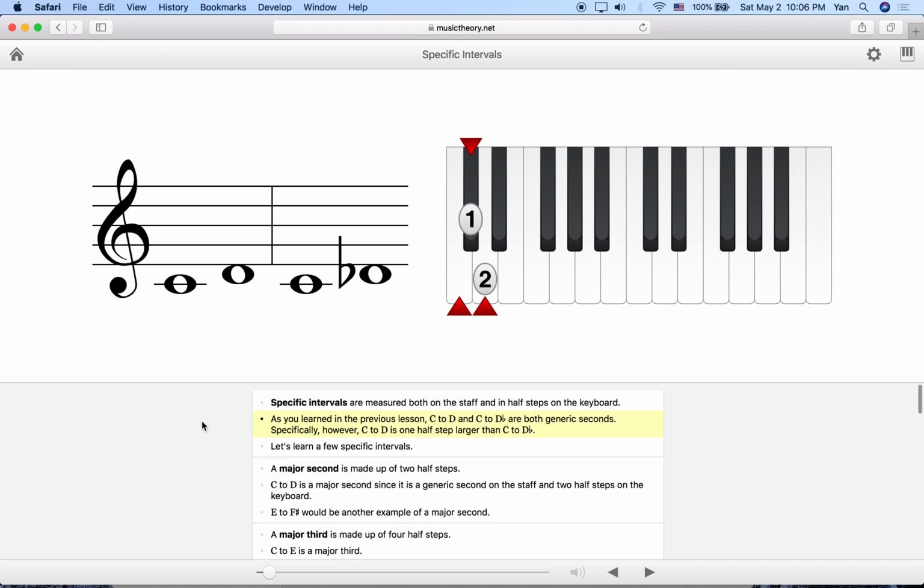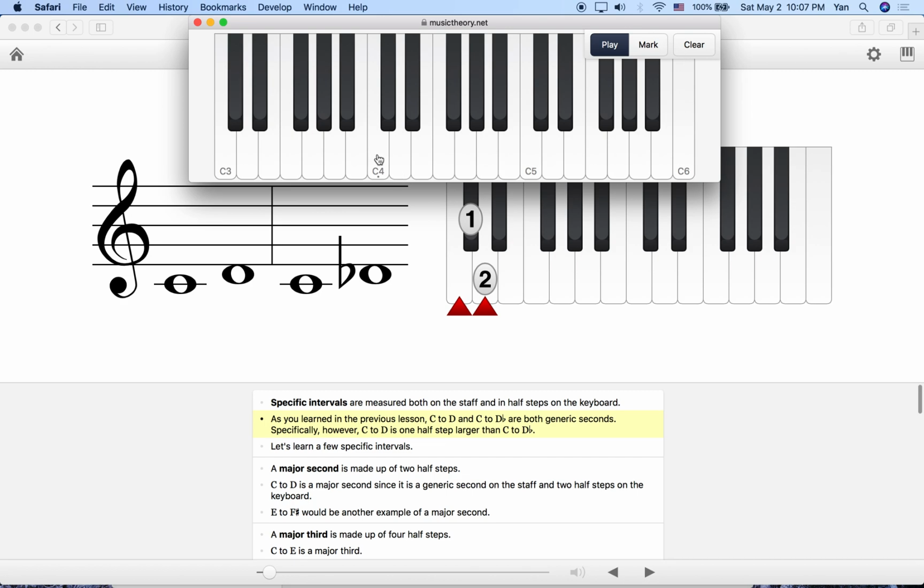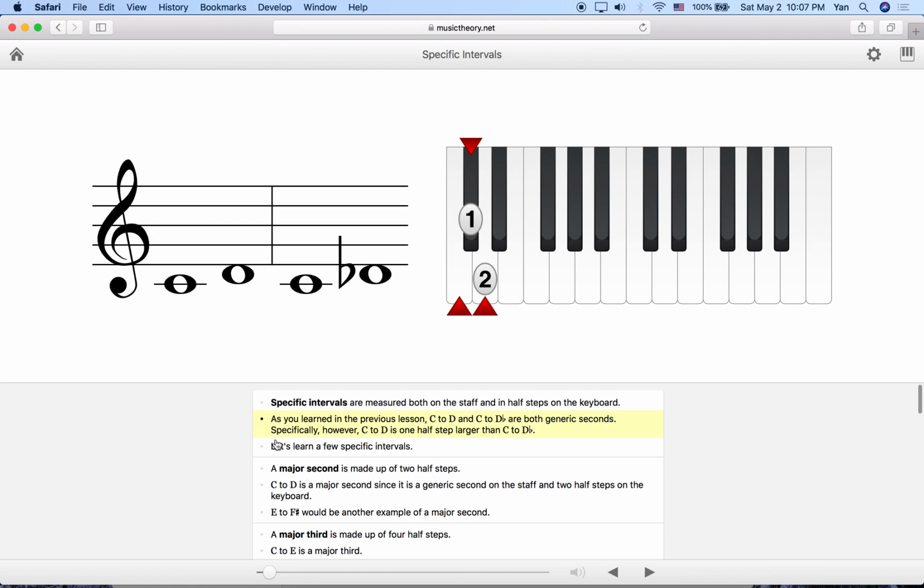So we have to take that into consideration, because the actual distance between those two intervals in pitch is going to be different, since they're different numbers of half steps, and you can hear it when I play it on the keyboard. If we go from C natural to D, and C to D flat, all right. So they're written in the same place in the staff, but one is a whole step and the other one is a half step. So we've got to take that into consideration when we deal with specific intervals. So let's take a look.